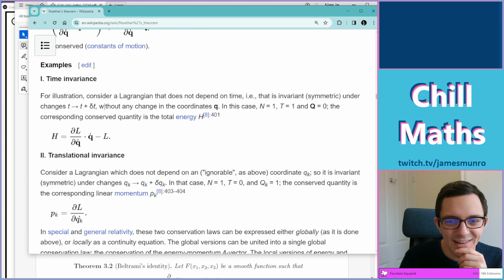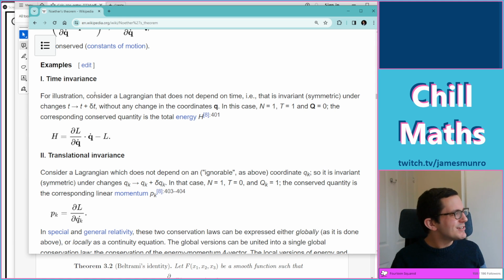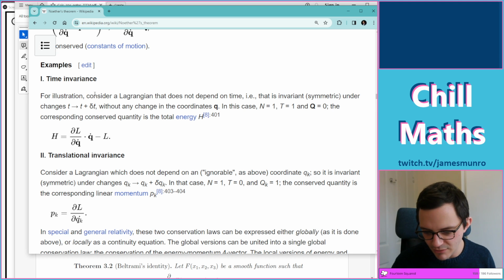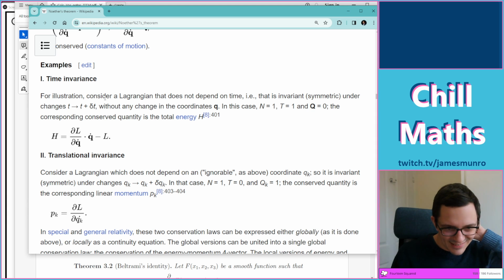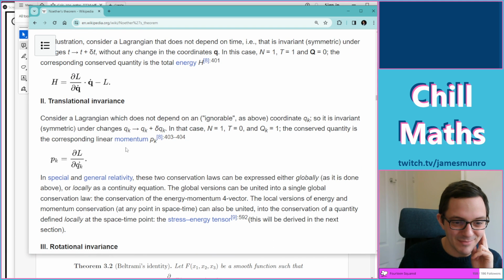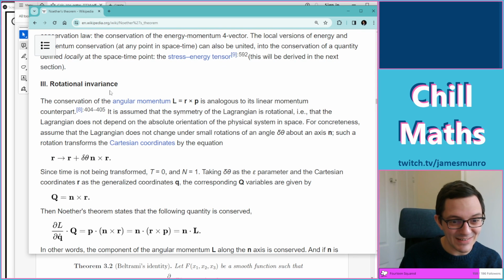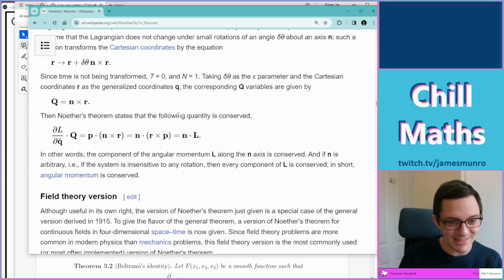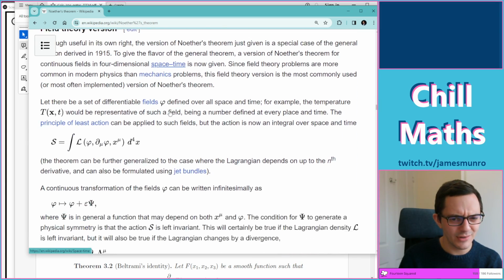They're so cool. If your Lagrangian doesn't depend on time, the Lagrangian corresponding to F equals ma is just, you write down kinetic energy plus gravitational potential energy, I think. Anyway, so time invariance corresponds to conservation of energy, translational invariance corresponds to conservation of momentum, rotational invariance corresponds to conservation of angular momentum, and then are there more? I thought there were more.